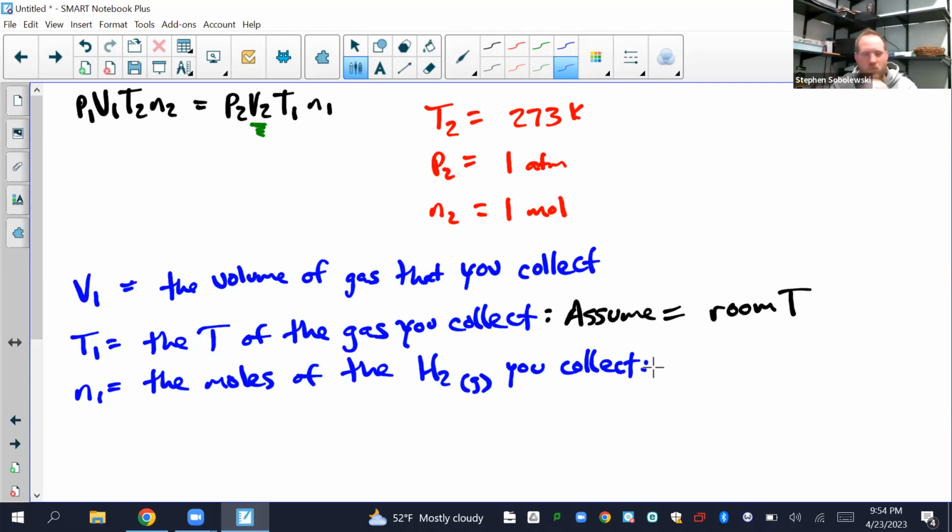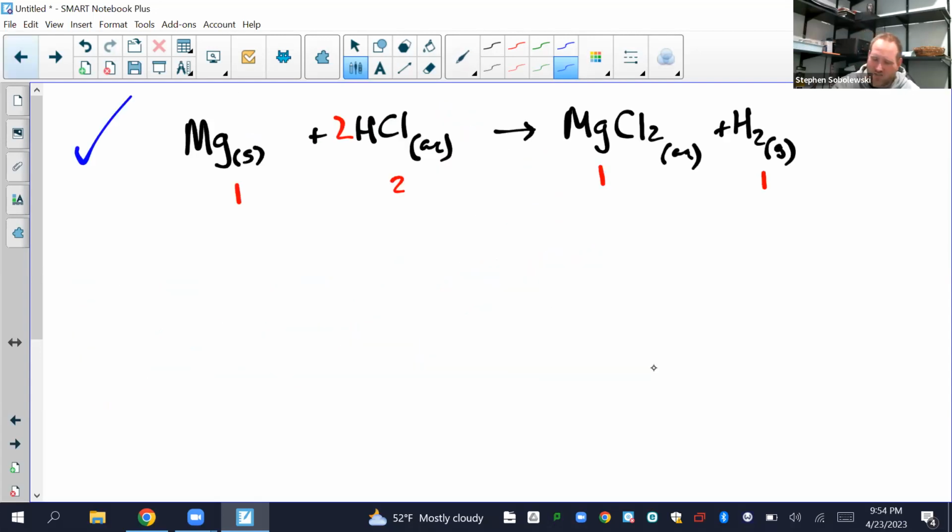Stoichiometry. Come on, would it be the greatest lab of the year without stoichiometry? Look back at our balanced equation here. If we're looking to figure out how many moles of hydrogen, we just need to see how much of this went in and how much of that went in.